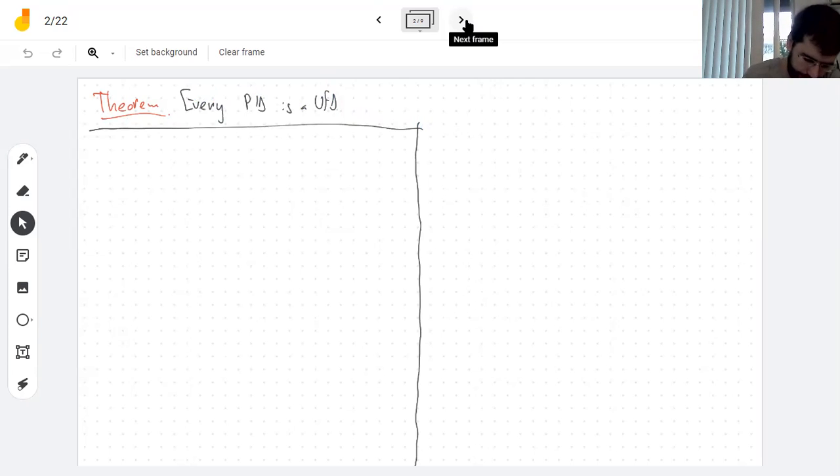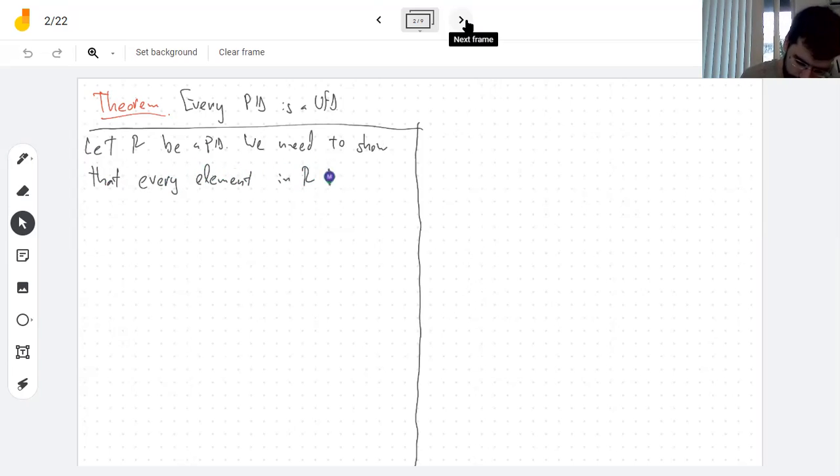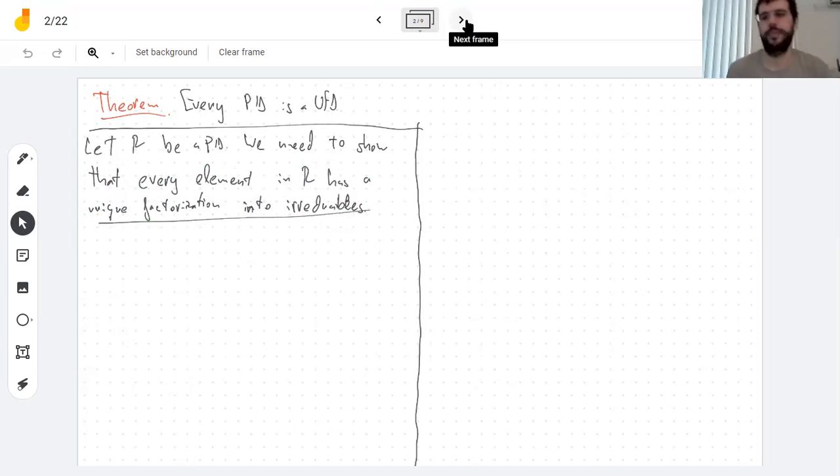So, we need to show, let R be a PID. We need to show that every element in R has a unique factorization. So, we're trying to prove the existence of factorization and uniqueness of a factorization.